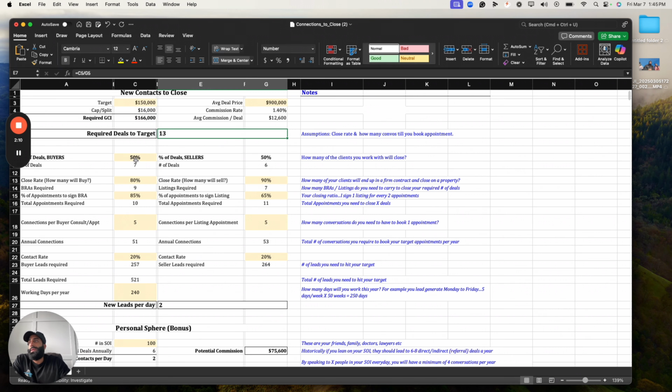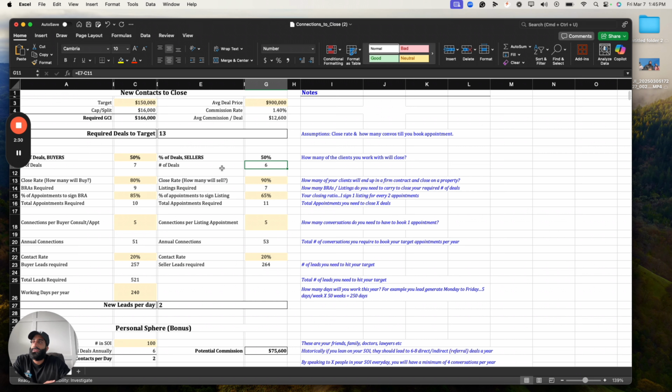Now, see, all these things changed. But what that means is if we split it 50-50, there needs to be 7 buyers you need to work with and 6 sellers. I would stick with that. Even if you want to go like 8 buyers and 5 sellers, probably a little bit better right now just because of the way the market is.